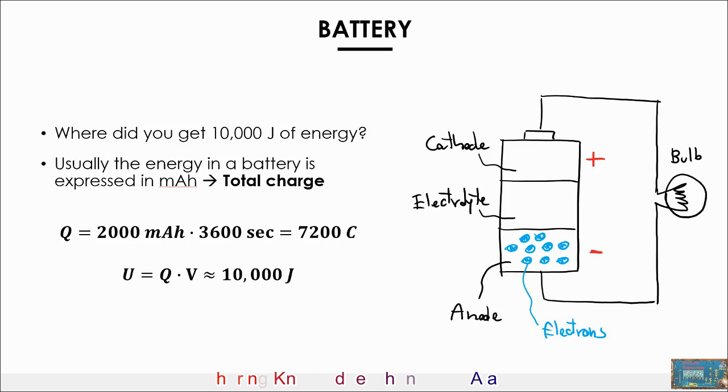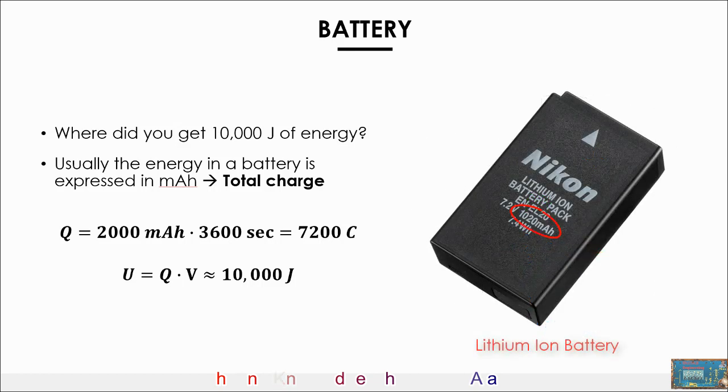In the previous example, I mentioned that an AA battery can have an internal energy equal to 10,000 joule. While you're probably familiar with the fact that the AA battery is a 1.5 volt battery, you probably never heard any amount of energy in joule specified for the battery. That is because usually the internal energy of a battery is expressed in milliamp hours, which is a way to indicate the total charge inside of the battery.